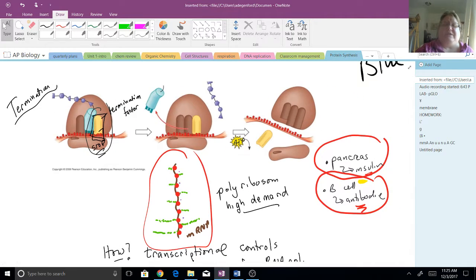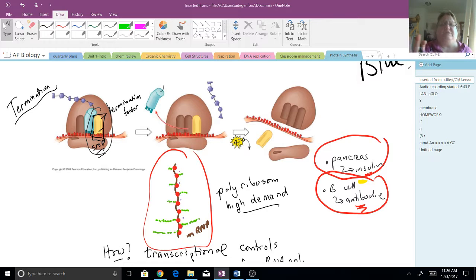Now, what you want to be thinking about is this is where we connect it back to the DNA. This is where we connect it back to the cells and the different cell types. Suppose you have a pancreas cell. The pancreas cell is going to be making lots of insulin, a small polypeptide. And then a B cell in our immune system is going to be making a lot of antibodies. Now, each one of those proteins comes from a different gene, which means it comes from a different mRNA molecule.